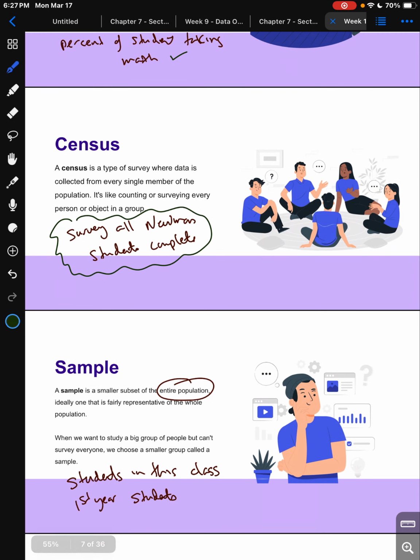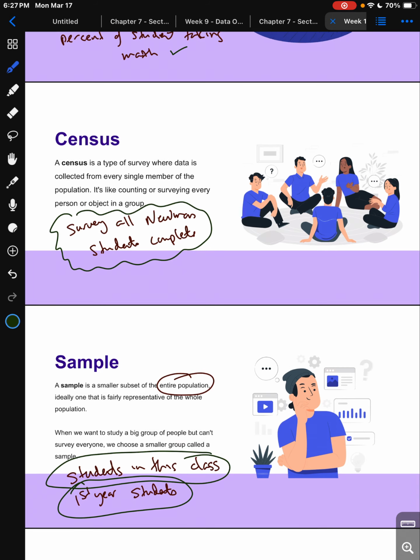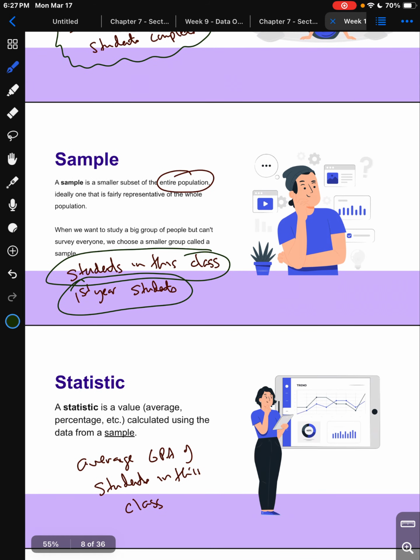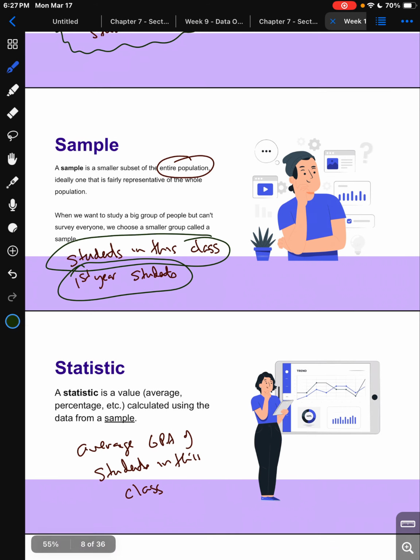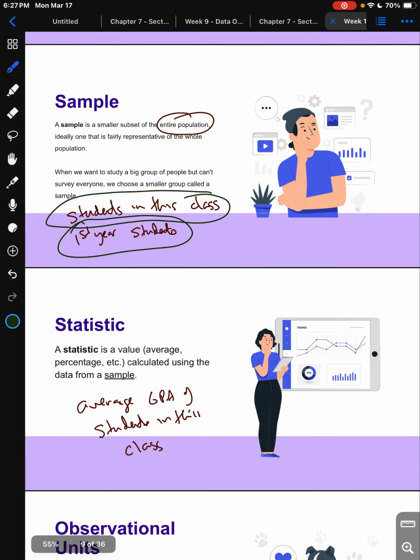A sample is a smaller subset of the entire population, ideally one that is fairly representative of the whole population. When we want to study a big group of people but can't survey everybody, we choose a smaller group called a sample. An example would be the students in this class or the first year students. You can survey all of them at an orientation to Newman. A statistic is a value calculated using the data from the sample. So a good statistic could be the average GPA of all students in this class.